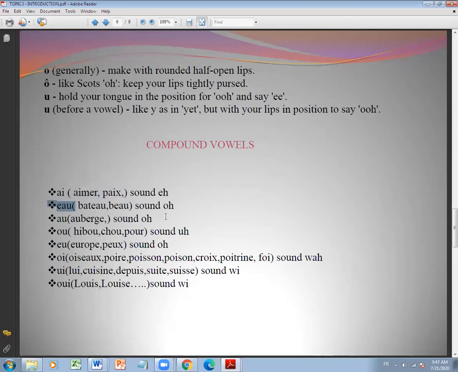Can I move to the next one? Please. Yeah, so A-U is the sound O. The sound is O. So from that knowledge, why don't you try to read those ones I've given you?